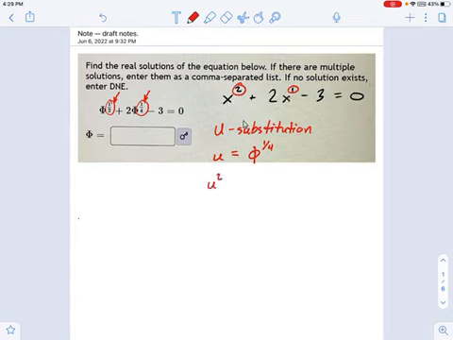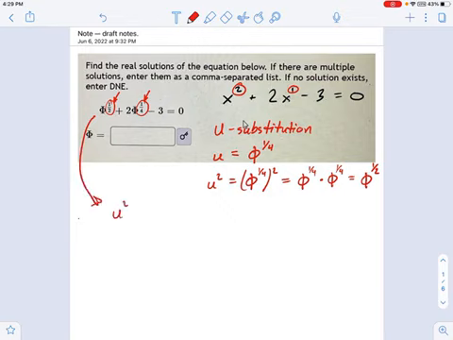If u is equal to phi to the 1/4, what's u squared equal to? Well, that's phi to the 1/4 squared, which is phi to the 1/4 times phi to the 1/4, which is, if you remember how exponents work, when you multiply exponentials and the base is the same, you add the exponents. 1/4 plus 1/4 is 1/2. So great. We now have a way to rewrite this equation using u. We're going to say u squared plus 2u minus 3 equals 0.